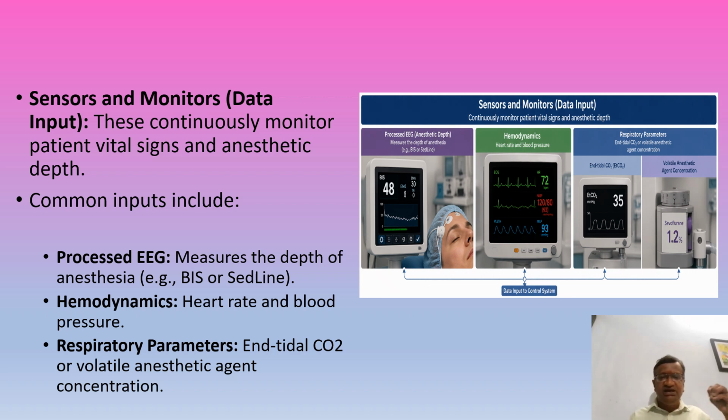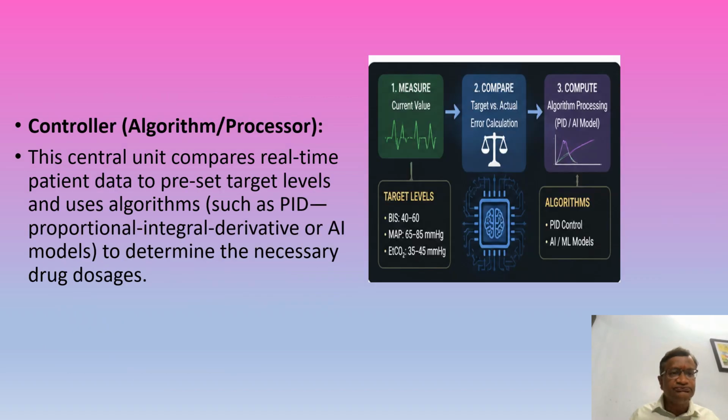Let's get into the control. What is a controller? It is an algorithm or a processor. It measures the current value. What we have set is the target. And it compares the target with the actual and it does the work. Now, for example, if the BIS is 30 and we have set it as 40 to 60, it decreases the agent concentration. That is how it does. So this is the controller. There is one effector organ. Now, what have we seen? The data input system and the controller or the processor.